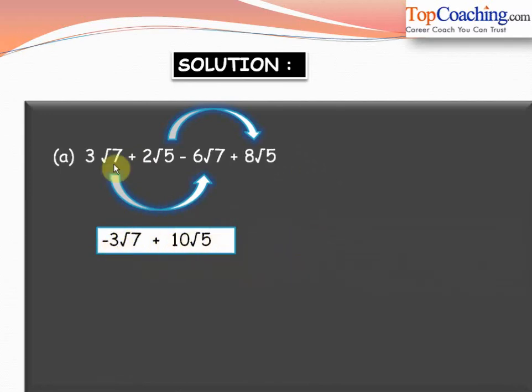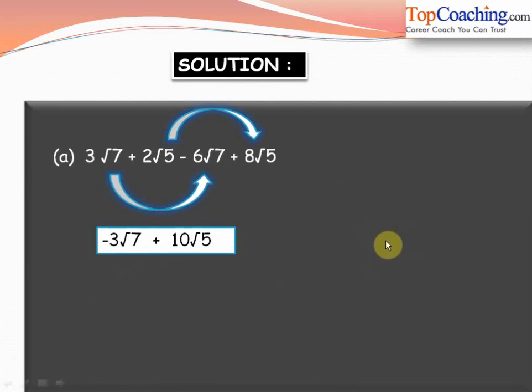So what we do is we pick out the terms having the same irrational numbers. So in this case it was root 7 and root 5. So we combine this term with this term and this term with this term, and we add them or subtract them as the case arises. For this the final value comes out to be minus 3 root 7 plus 10 root 5.